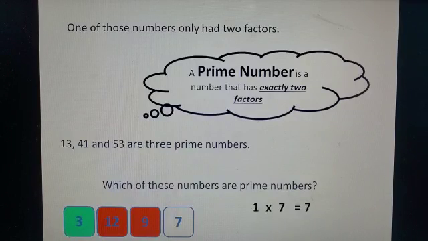7. 1 times 7. There's no other numbers we can multiply together to make the number 7, so we know that number 7 is a prime number.